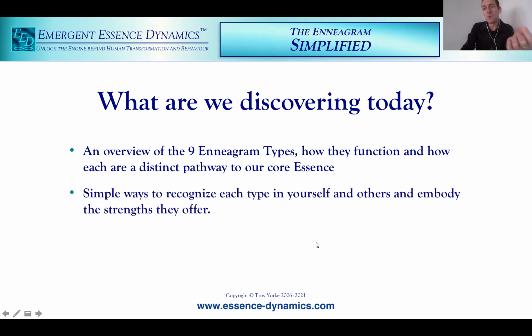So then, as we go through the whole Enneagram model, you're going to discover simple ways to recognize each type within yourself and others, and then how can you embody the strengths that each type offers. I'm going to pay more attention to the strengths rather than to the negative qualities or the vices. All right. There will be naturally lots of negative qualities, but I don't want to harp on that or focus on it, because then we're giving it too much focus and we'll tend to embody those negative qualities. They're there for a reason, all right?